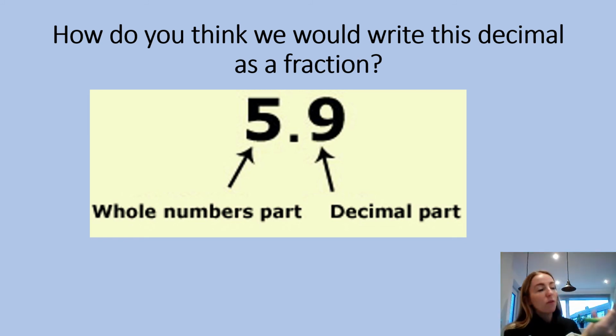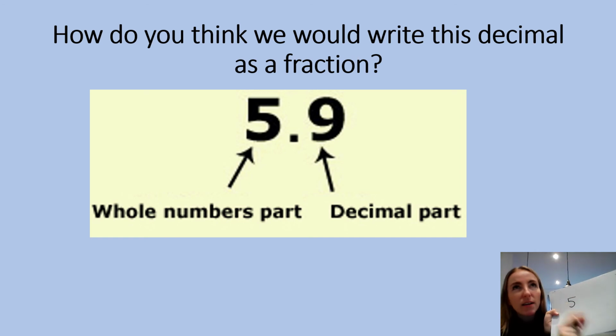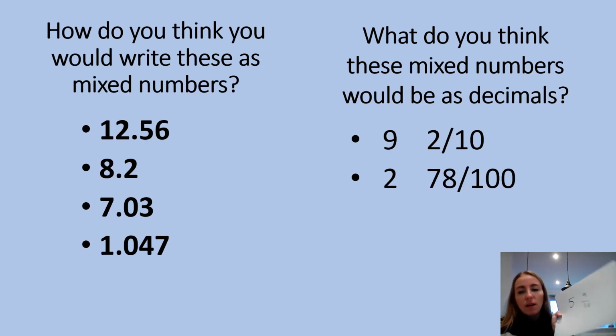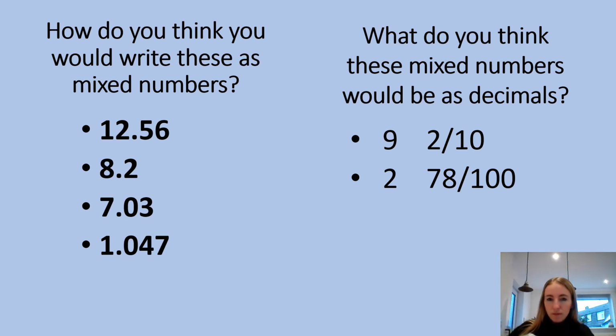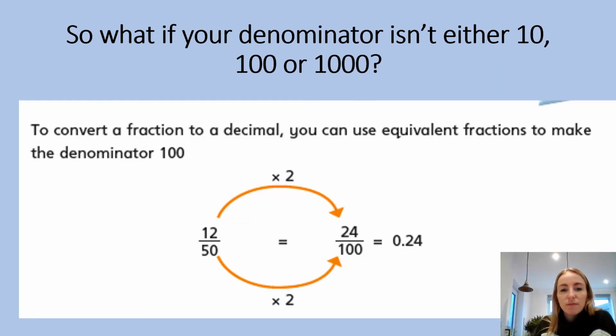So I know that I've got 5 wholes and I've got 0.9 remaining. Now that 9 is in what place value column? Yeah, it's in the tenths. So I'd simply write 9 tenths. 5 and 9 tenths. And I can't simplify that fraction anymore. Have a go at those ones. And then do the opposite as well. So convert the mixed numbers here into decimals.